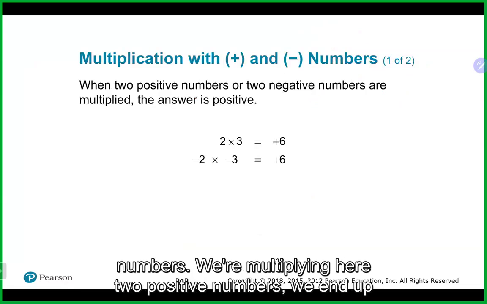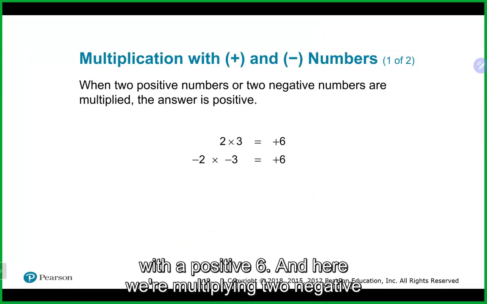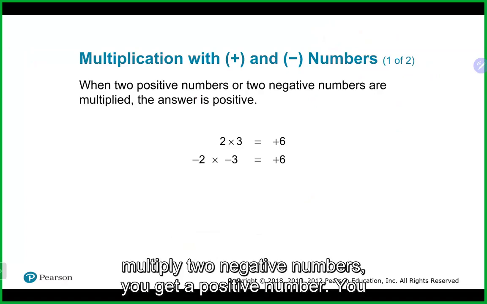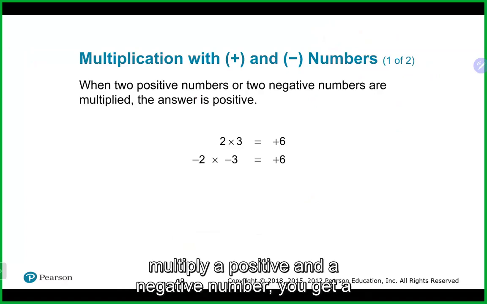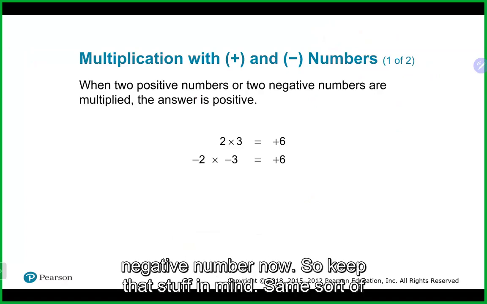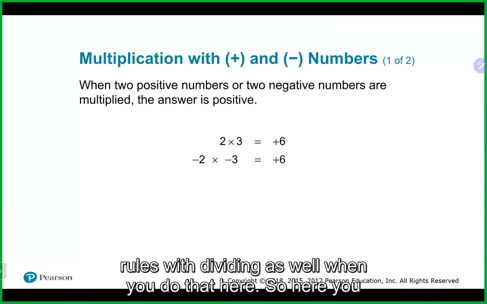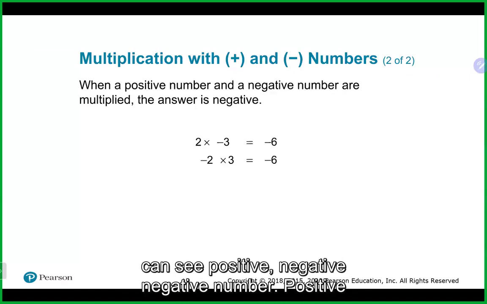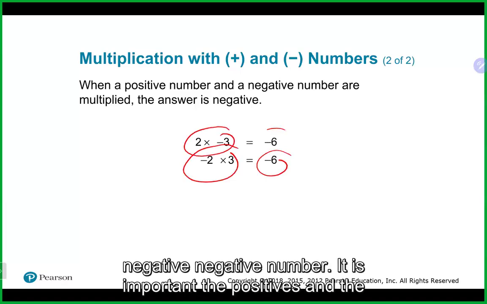We're multiplying here two positive numbers. We end up with a positive 6. And here we're multiplying two negative numbers, which also gives us a positive number. So if you multiply two negative numbers, you get a positive number. You multiply a positive and a negative number, you get a negative number. So you keep that stuff in mind. Same sort of rules with dividing as well. So here you can see positive, negative, negative number, positive, negative, negative number.